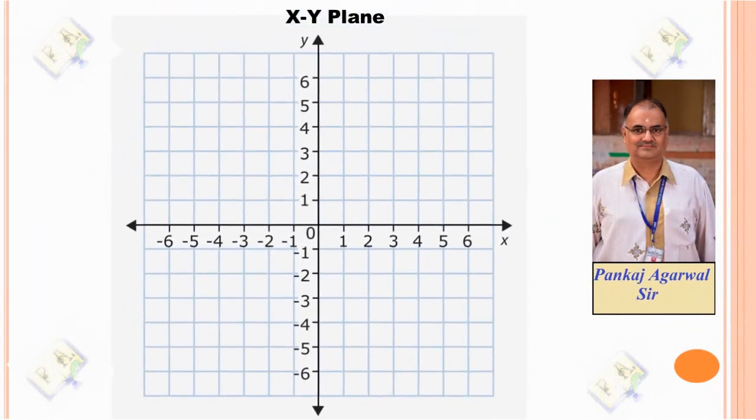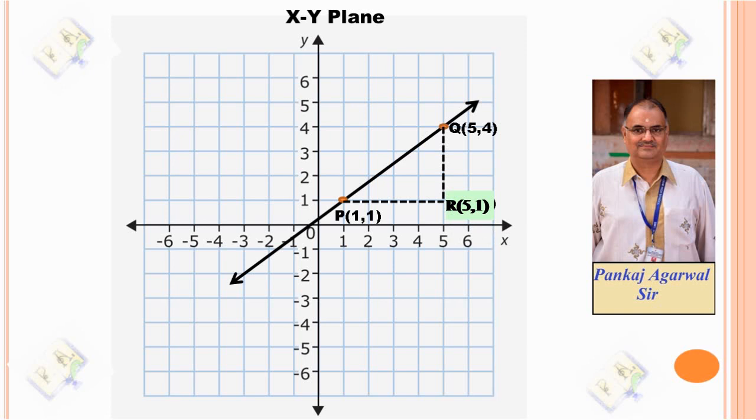Here the x-axis and y-axis intersect each other at the origin. Consider a line on this plane with points P coordinate (1, 1) and Q coordinate (5, 4). Draw a line passing through point P parallel to the x-axis and draw a line passing through Q parallel to the y-axis. Both of them intersect, say, at point R coordinate (5, 1).